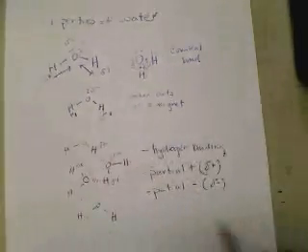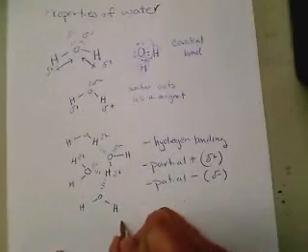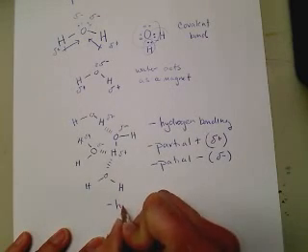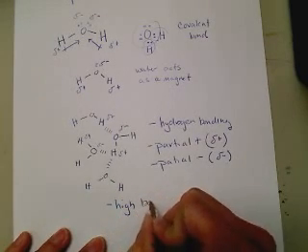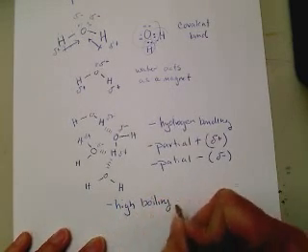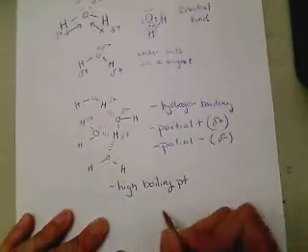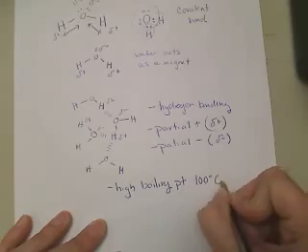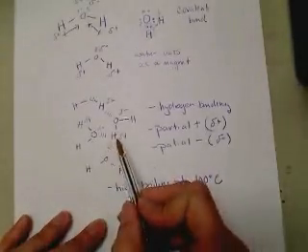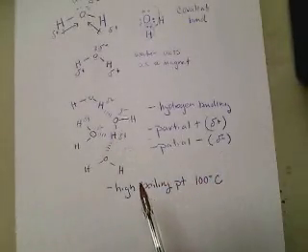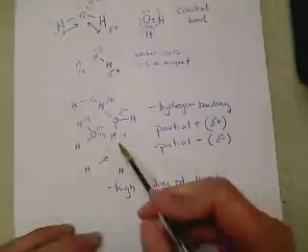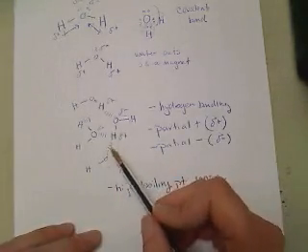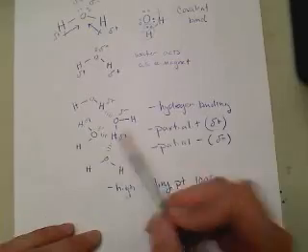This is why, if we look at water, the reason water has a high boiling point, about 100 degrees C, is because the molecules want to attach to each other. They want to interact with each other, and so it's hard to break these hydrogen bond interactions.